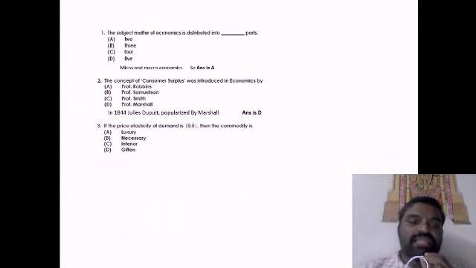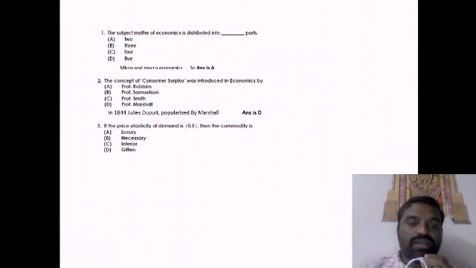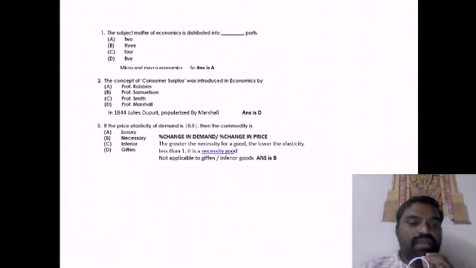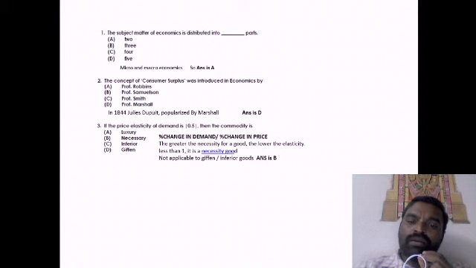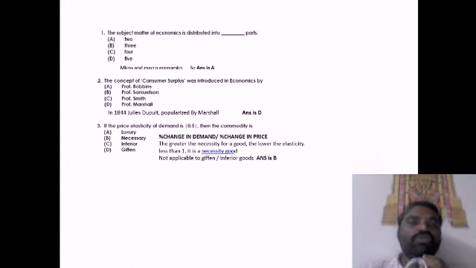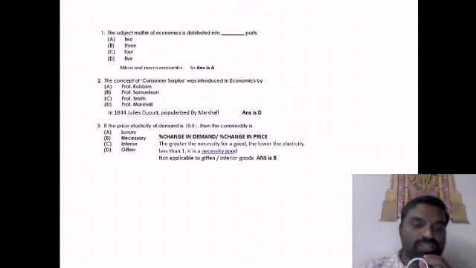And next, price elasticity of demand. If it is 0.5, meaning less than 1, then it will be a necessary good or necessity good. If the elasticity is lower, then the necessity of the good is higher. The greater the necessity of a good, the lower the elasticity. As it is less than 1, it is a necessary good. So it is not applicable for given goods or inferior goods. So answer is B.